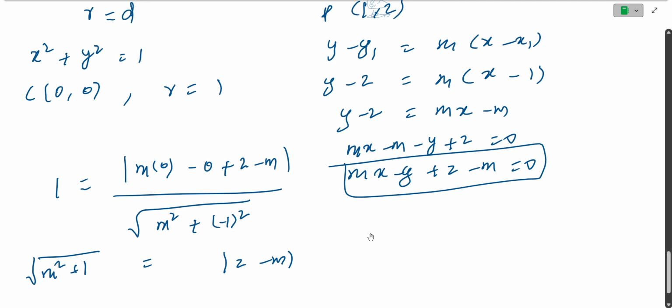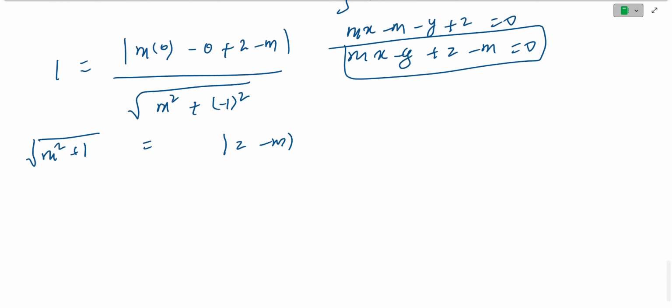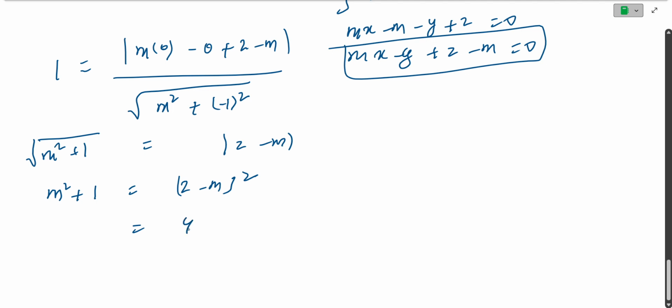So what we have to do is square both sides. Square and square root get cancelled on the left hand side, and we get m square plus 1 on the left hand side. It will be 2 minus m whole square on the right hand side. Expanding 2 minus m whole square, we get 4 plus m square minus 4m. So m square plus 1 equals 4 plus m square minus 4m.